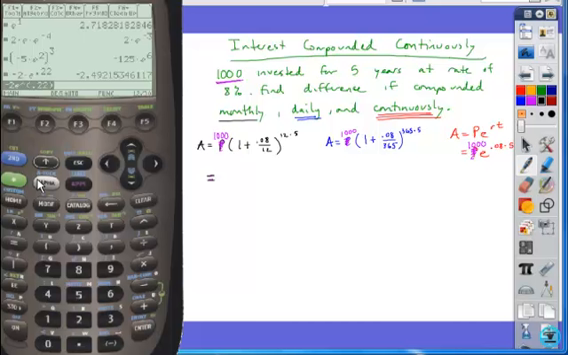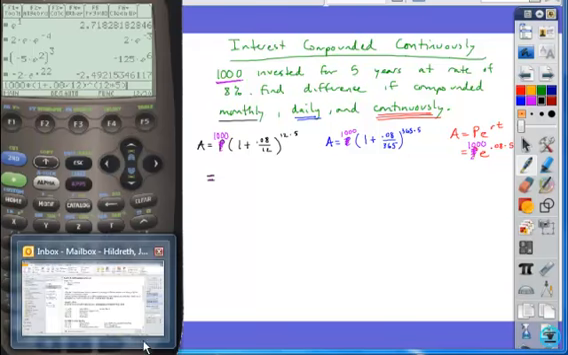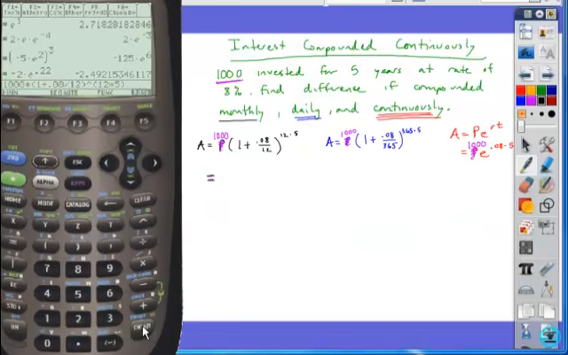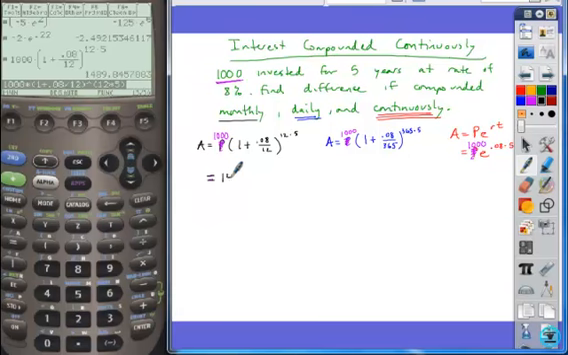Right, so if we evaluate these, we have 1,000 times the quantity 1 plus 0.08 over 12, all to the power of the quantity 12 times 5. Okay, and when we hit enter, we get 1489.85. Remember, anytime you're dealing with money, I'm not going to specifically tell you what to round to, but you should be rounding to the nearest cent. The cent is the second decimal.